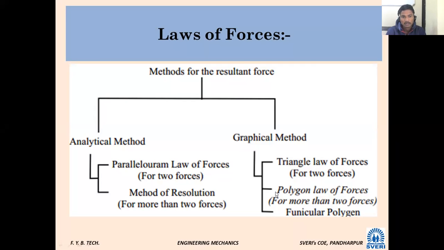The parallelogram law of forces we have seen and derived also. We will see how it is resolved. In the graphical method there are two methods: the triangle law and the polygon law. Only statements are there. If time permits, we will do the actual practical. If not, we will only go for an introduction in VLab.